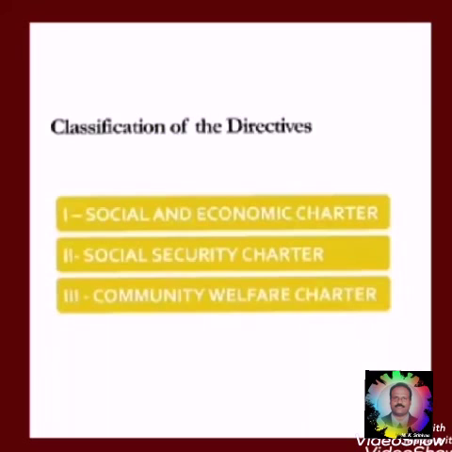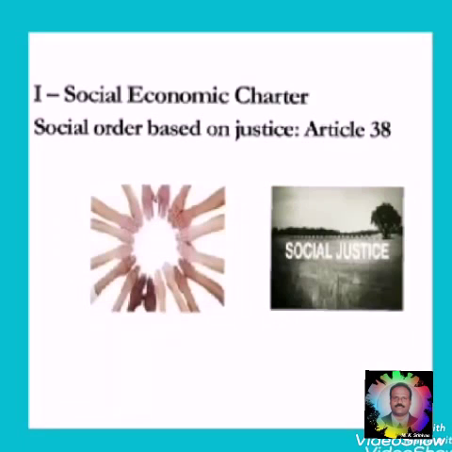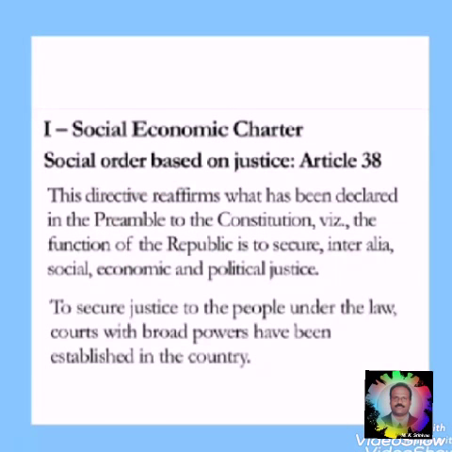By dealing with these charters, number one, the social and economic charter, contains a social order based on justice, that is Article 38, and principles of policy to be followed by the state in securing economic justice, that is Article 39. Social security charter: participation of workers in management of industries, that is Article 43A. Right to work, education and public assistance in certain cases, Article 41. Just and humane conditions of work, Article 42. Living wage for workers, Article 43.